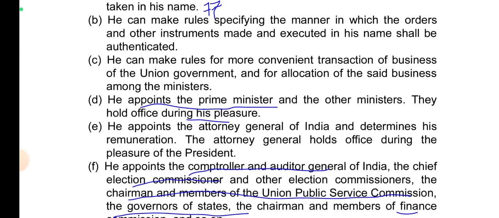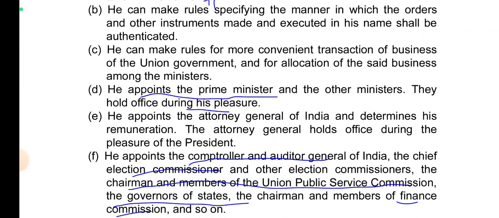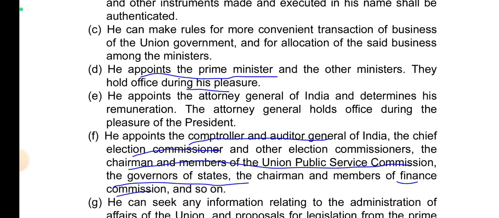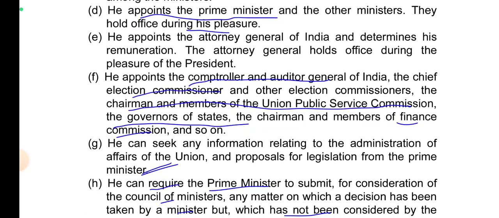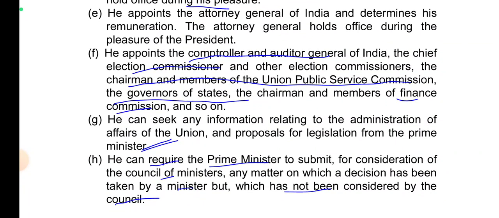He can make rules specifying the manner in which the orders and other instruments made and executed in his name shall be authenticated. He can make rules for more convenient transaction of business of the Union Government and for allocation of the said business among the ministers. He appoints the Prime Minister and the other ministers. They hold office during his pleasure. He appoints the Attorney General of India and determines his remuneration. The Attorney General holds office during the pleasure of the President.